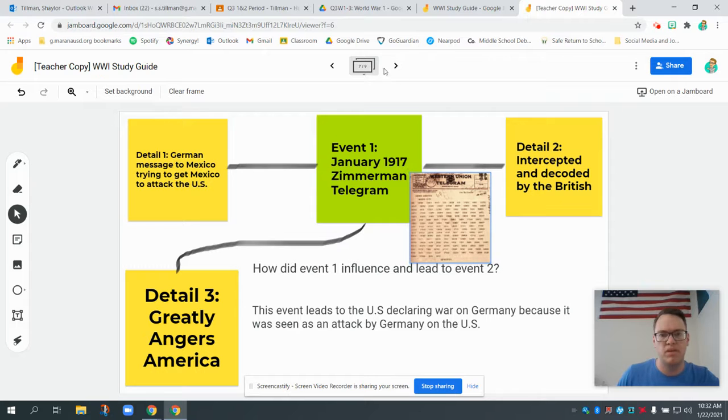So that would be a completed event number one. Obviously, then you'd have to go in and do event number two and number three. And again, this is not going to be graded, but it will greatly increase your chances of success in the first assessment of this quarter.